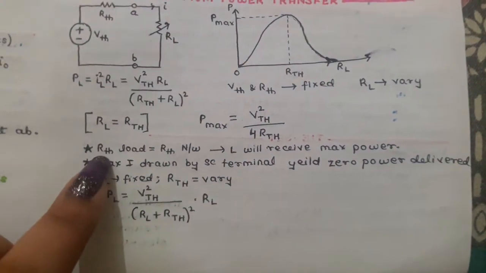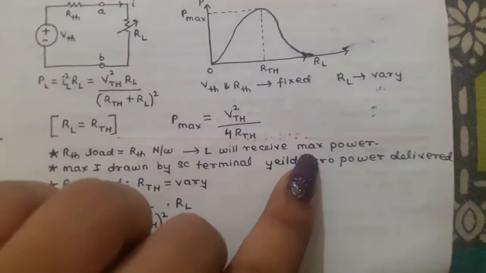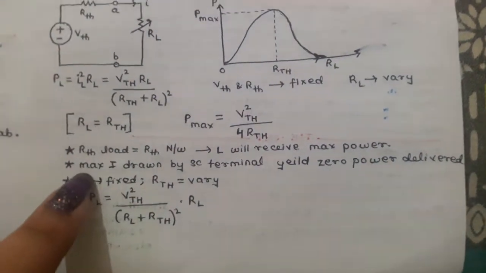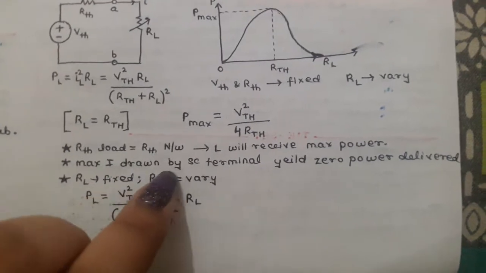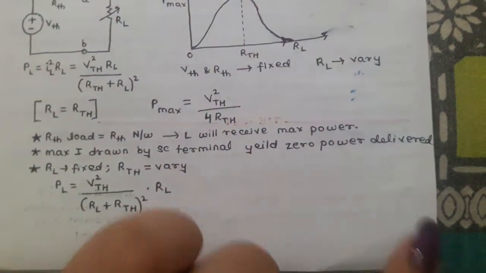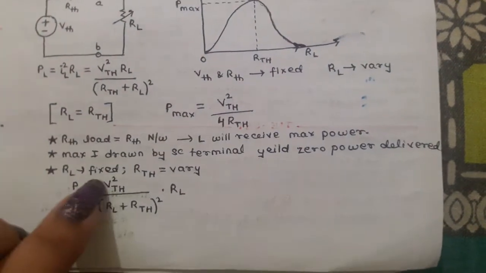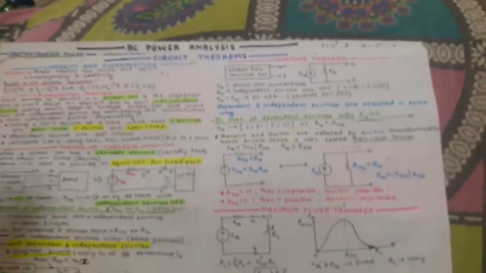This is the condition: if RL of the load equals RTH of the network, then the load will receive maximum power. And if you short circuit the terminal, yet maximum current is drawn, then this yields 0 power delivered. And if RL is fixed and RTH varies, then we have this formula. So this is all for circuit theorems.